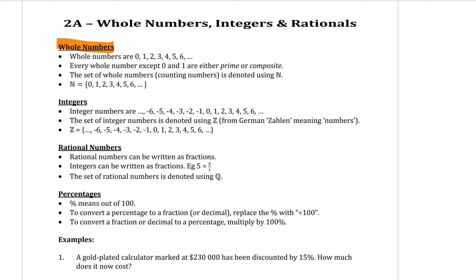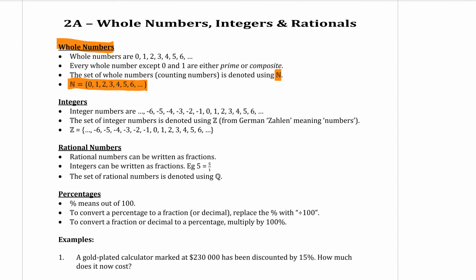The set of whole numbers or counting numbers is denoted by the letter N. So if I was trying to list off the set of counting numbers, I would say N is equal to, and it's like in probability, we put those curly brackets in there. This is my set of numbers, 0, 1, 2, 3, 4, 5, 6, continuing on from that. So that letter N represents whole numbers.